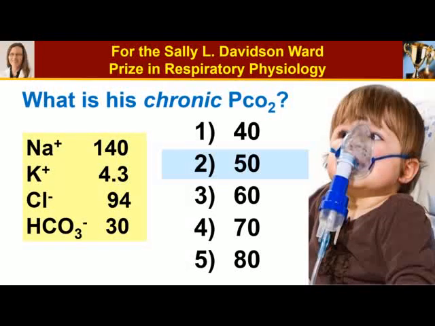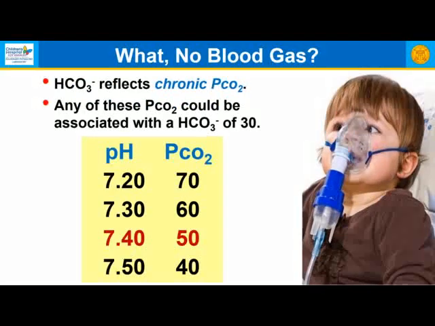The answer here is that the chronic PCO2 is going to be 50, but let me just tell you that bicarb reflects chronic PCO2. Any of these PCO2 values could be associated with a bicarb of 30, all right? So if the patient was unstable and acutely ill, one could theoretically have a PCO2 as high as 70 or perhaps as low as 40, depending on the acuity of the person's situation. But this would be the chronic value.